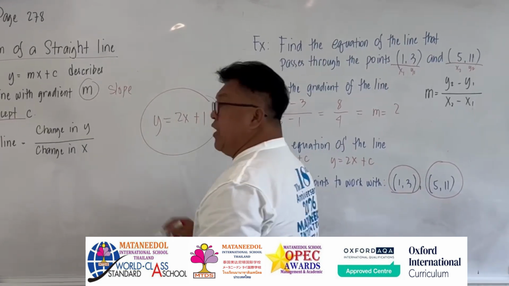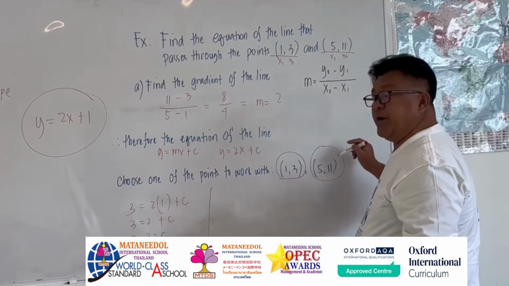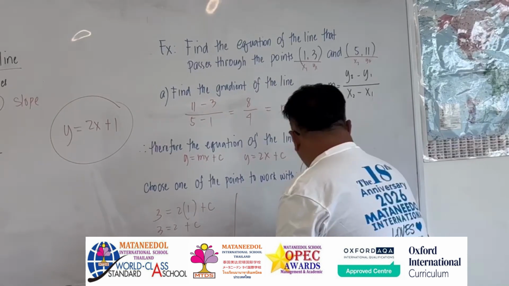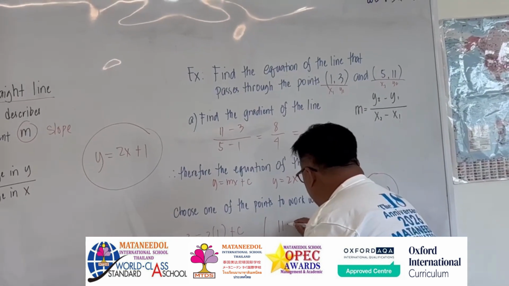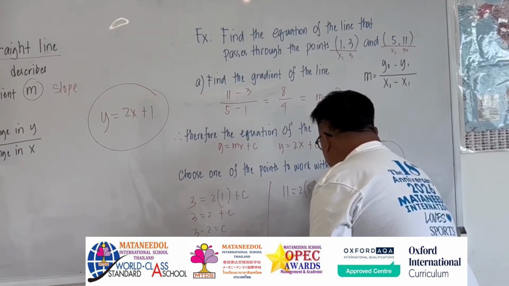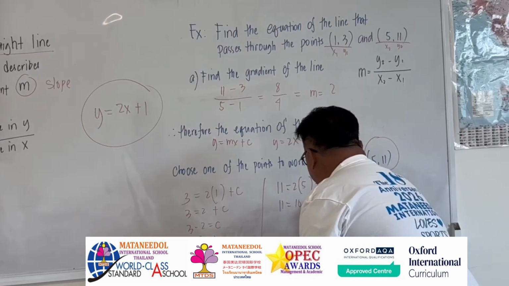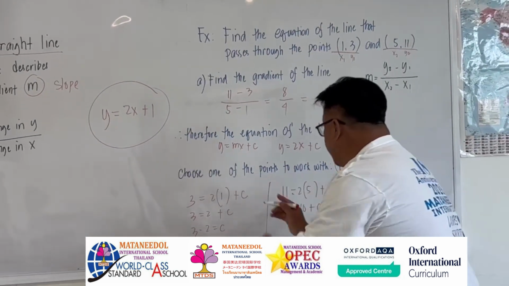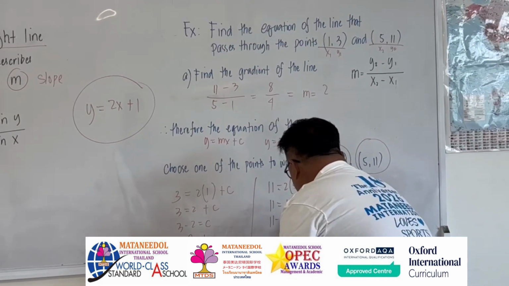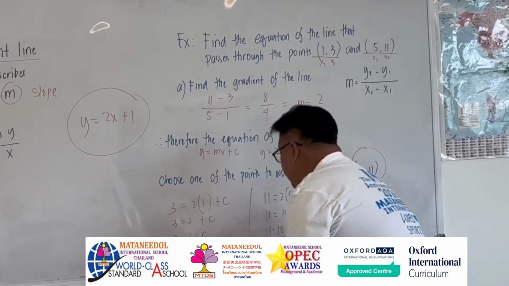Let's try to prove the other side also, to see if it is correct. How about we choose (5, 11)? So we will use the equation: y here is 11, equals 2 times the value of x, which is 5, plus c. So 11 is equal to 10 plus c. Transpose 10 to the other side, it will become negative. So 11 minus 10 equals c. Therefore, c is equal to 1. So we arrive at the same solution.